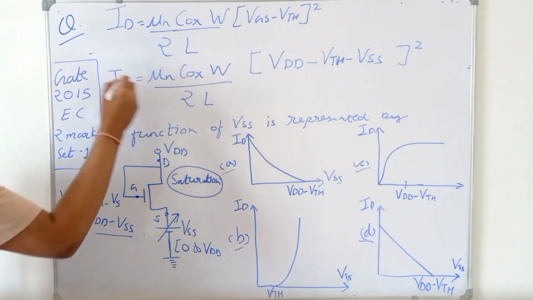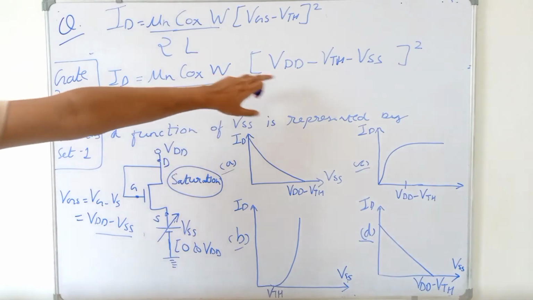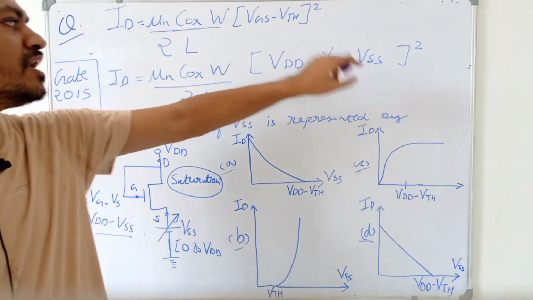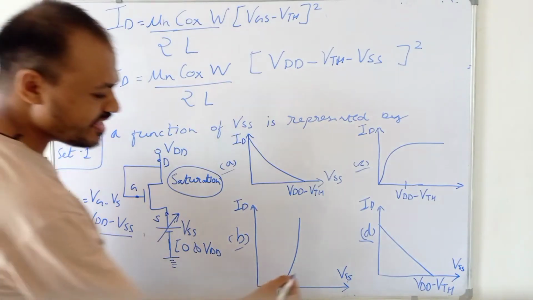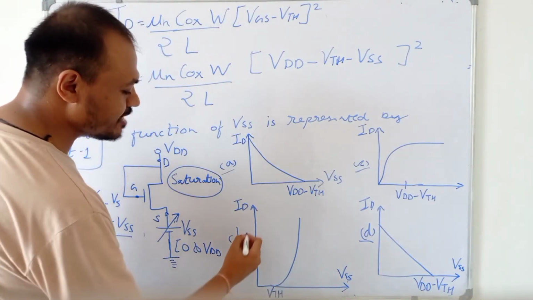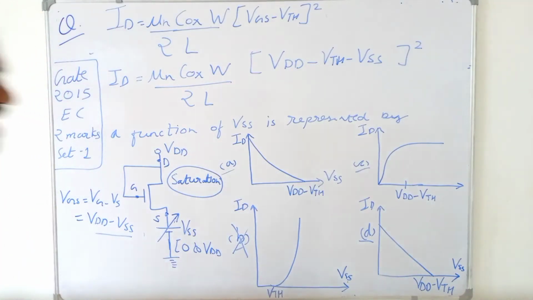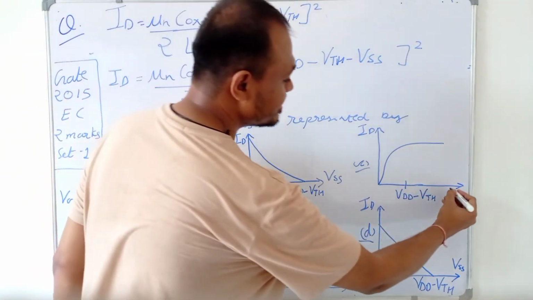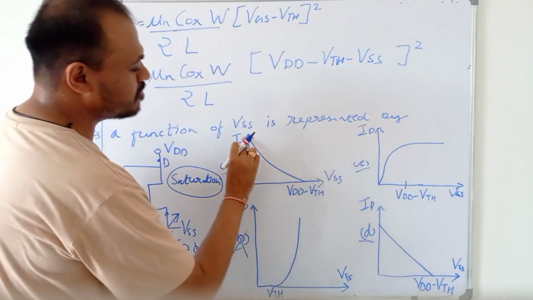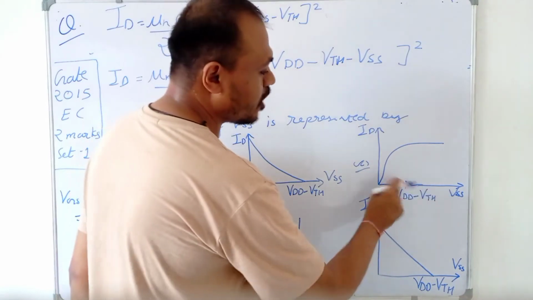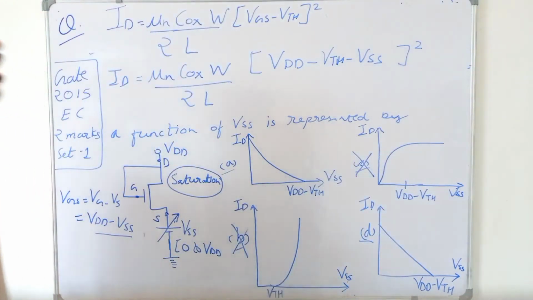Now we have represented ID in the form of this equation. The minimum value of VSS is 0, so at VSS equal to 0, the current ID will be maximum. Now look at the options. In option B, at VSS equal to 0, the current ID is 0, so option B cannot be correct. In option C, on x axis we have VSS, on y axis we have ID, and again at VSS equal to 0, ID is 0, so option C also cannot be correct.